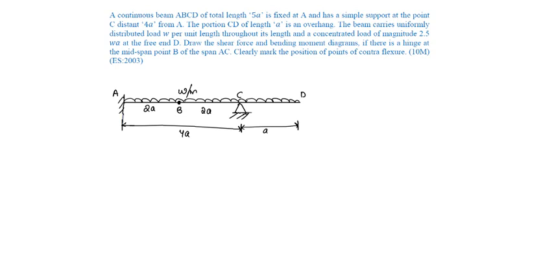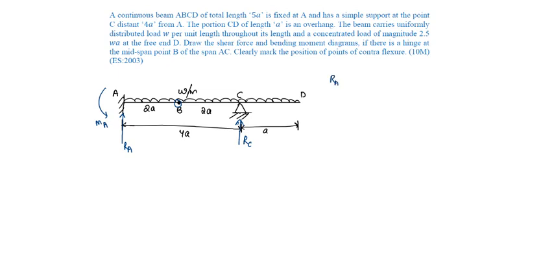Let us find the reactions first. This is RA and this is RC, and a moment here, MA. Since it is an internal hinge, it is a determinate beam, so we can solve for the reactions.